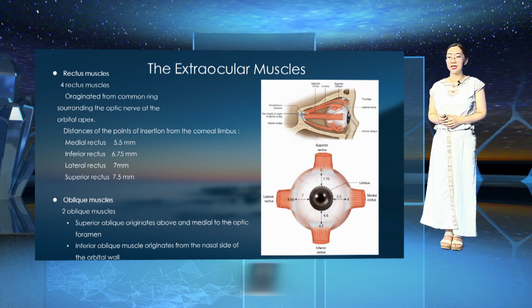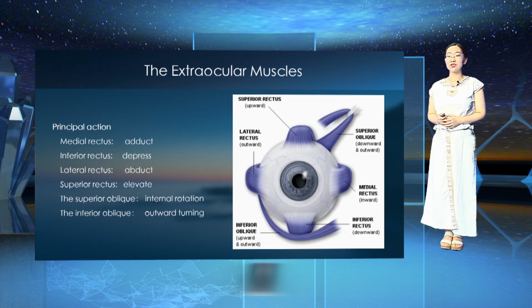The superior oblique originates above and medial to the optic foramen. The inferior oblique muscle originates from the nasal side of the orbital wall. The principal actions of the respective rectus muscles are thus to adduct, abduct, depress, and elevate the globe. The 2 oblique muscles control primarily torsional movement and, to a lesser extent, upward and downward movement of the globe.